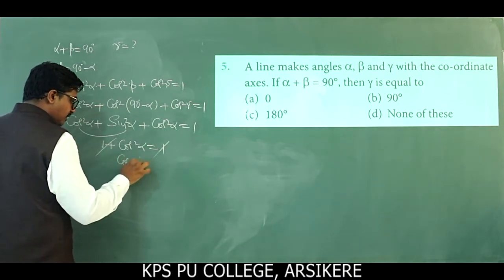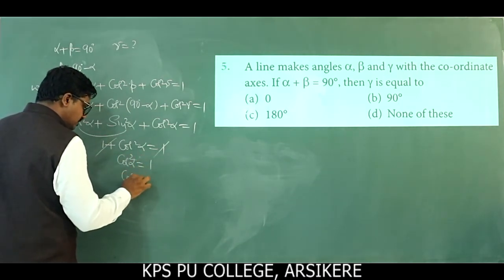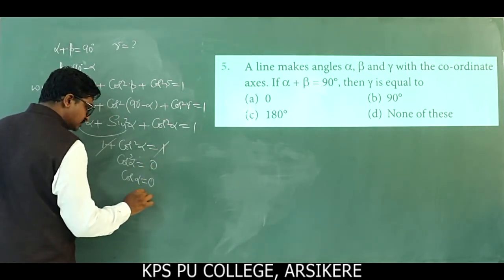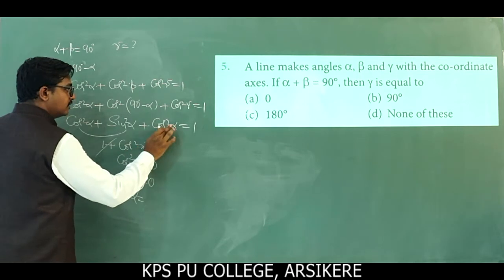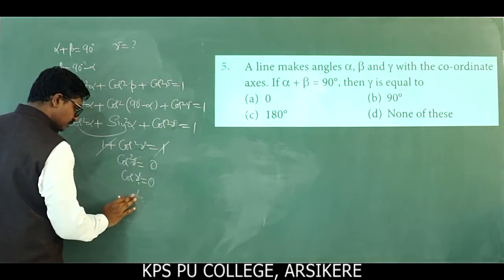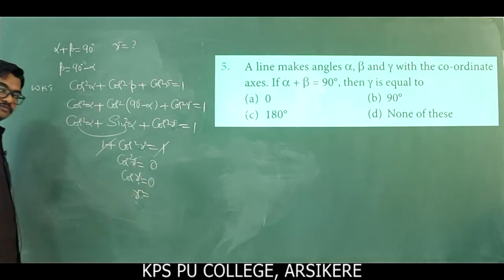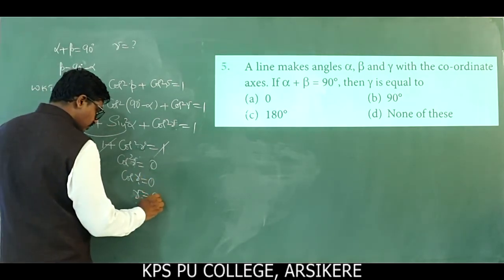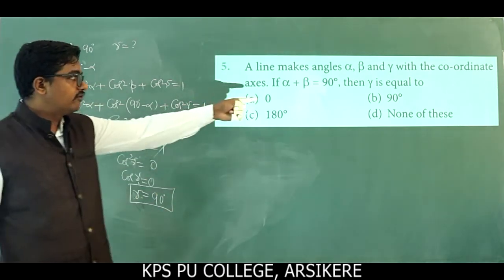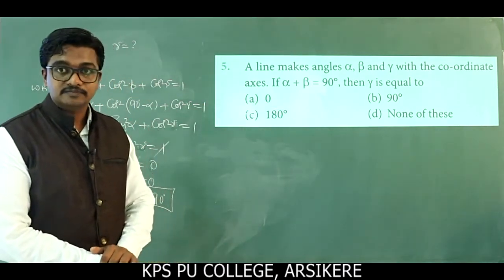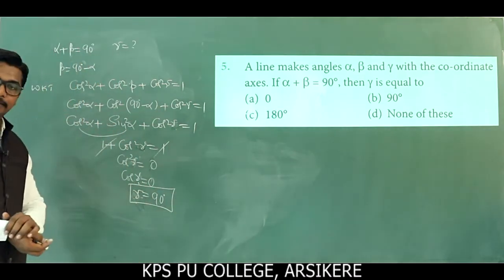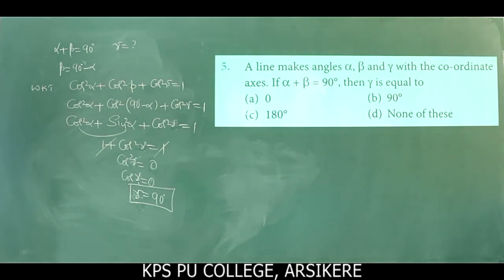Cos square gamma is equal to 0, cos gamma is equal to 0. I forgot this one, this is gamma. My correction here, this is gamma. Therefore gamma is equal to, when cos becomes 0, when theta is equal to 90 degrees, or gamma is equal to 90 degrees. Therefore gamma, whatever the angle, is 90 degrees. Gamma is equal to 90 degrees. Take a pause and note down.